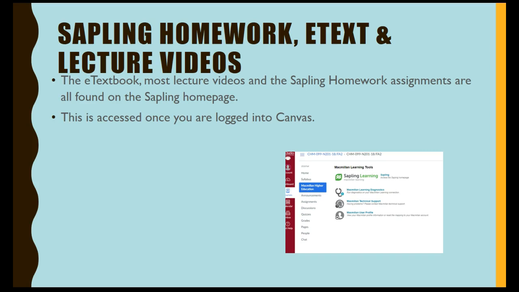The Sapling homework, the e-textbook, and the lecture videos are all found in the same place, which is inside of Canvas, but within Canvas on the Sapling homepage. Once you log into Canvas, you'll see on the left a list of several different options to choose, like the home page, the syllabus page. One of those options is titled Macmillan Higher Education. When you click on that, that will bring up the screen you see here.